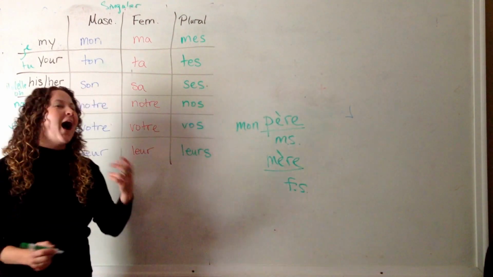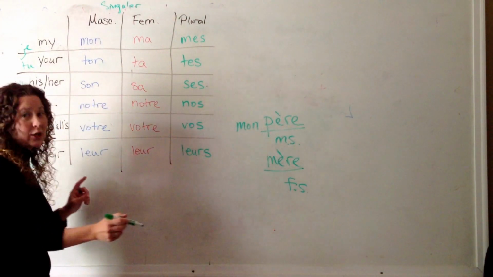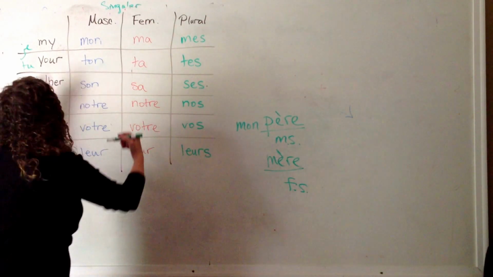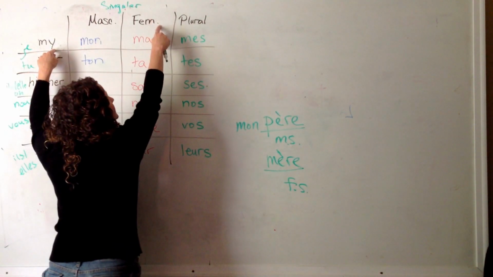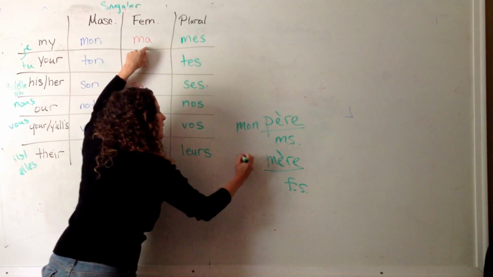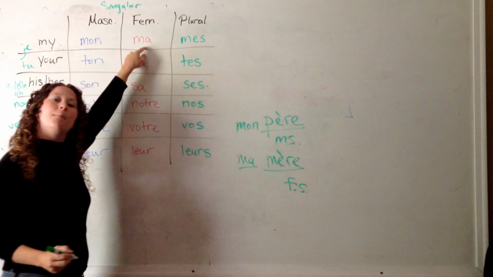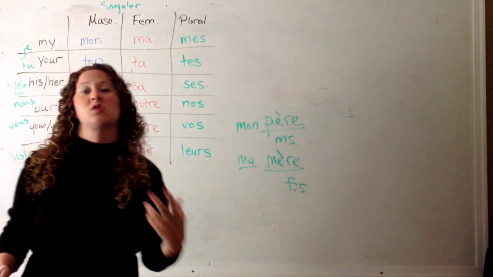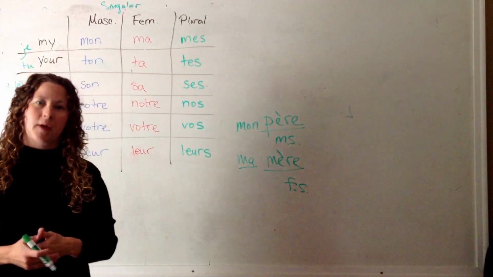And so I would need this feminine singular form of my. So here's my, here's feminine, we're in the singular. So there it is, ma. Ma mère. Ma mère a soif. My mother is thirsty. Okay?